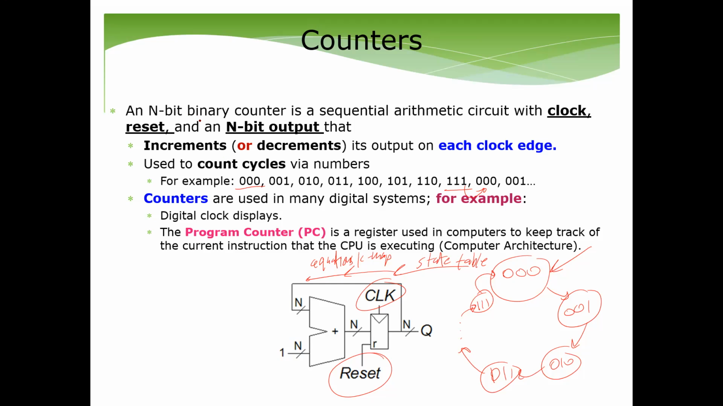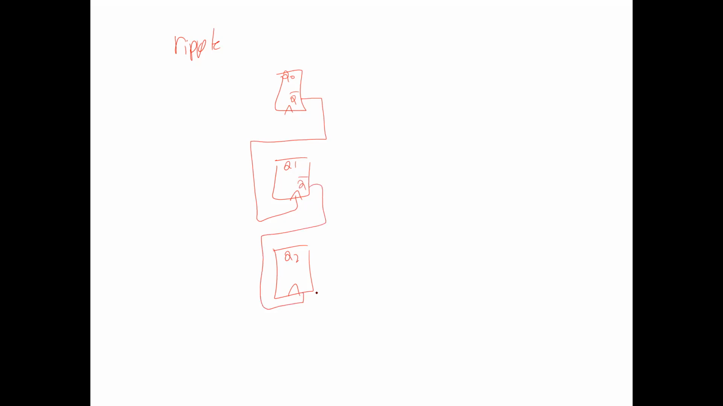Okay, to remind you of the difference between these two counters, we had the ripple counter. The ripple counter, let's say I have a 3-bit counter. I take Q bar of Q0, if this is Q0, Q1 and Q2. I take Q bar of this output, Q0 bar, and I connect it to the clock input of the next flip-flop. And then I take Q1 bar and I connect it to the clock input of the next flip-flop.